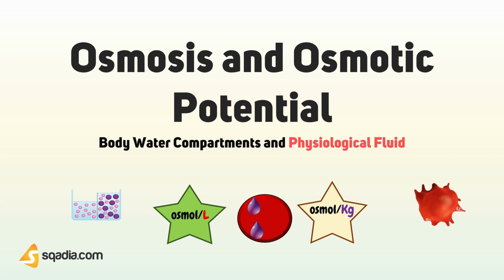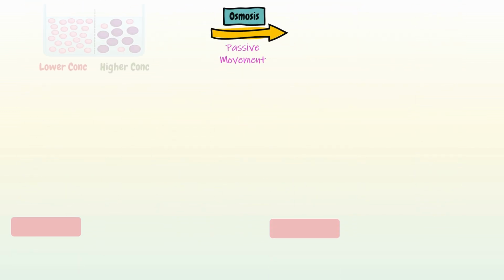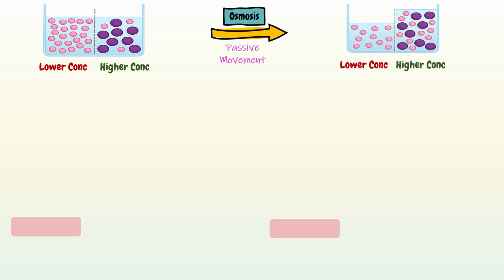In this section, we will discuss osmosis and the effects of ingesting fluids of differing osmotic potential. Osmosis is the passive movement of water across a semipermeable membrane, from regions of low solute concentration to those of higher solute concentration.